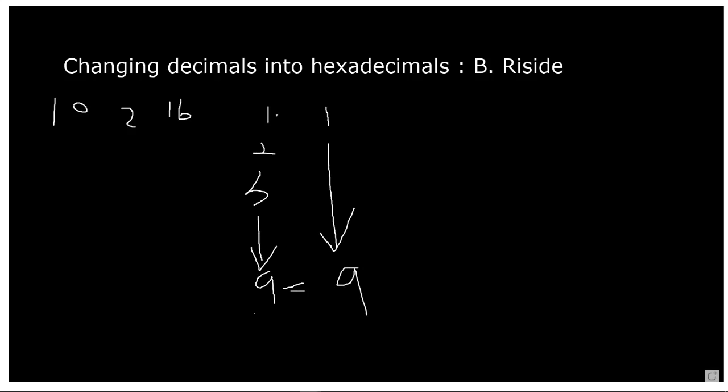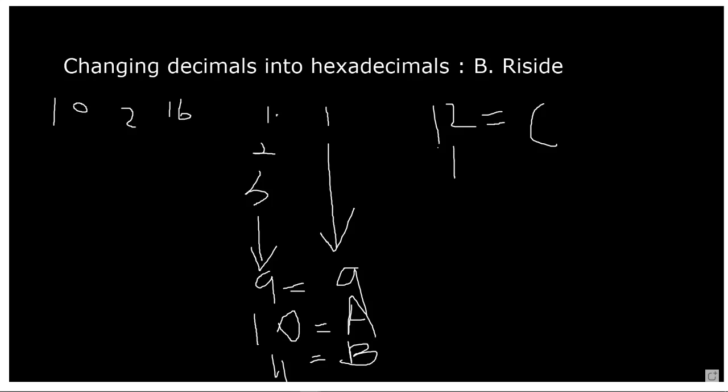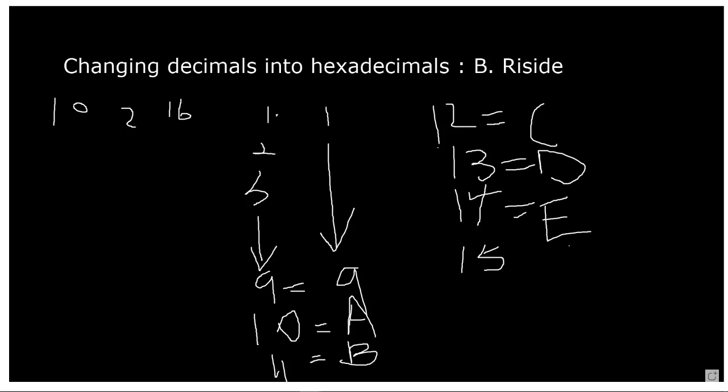But now when we get to 10, in hexadecimal form it is now A, 11 is B, 12 is C, 13 is D, then 14 is equal to E, then 15 is equal to F. So we don't get to 16, because the moment we get to 16, it's no longer a single digit in hexadecimal form. So this is how our numbers will be appearing.